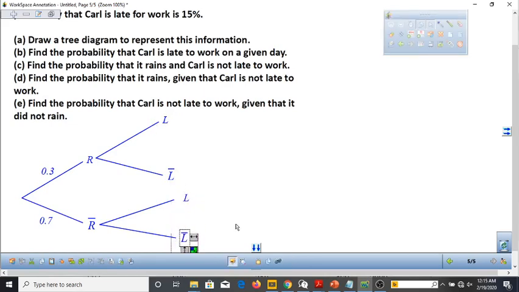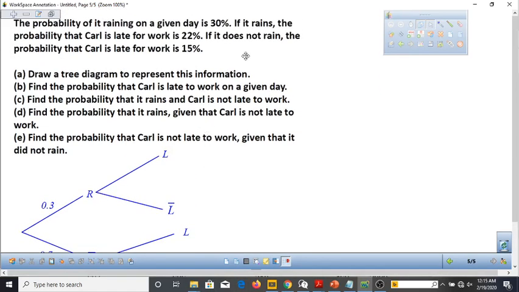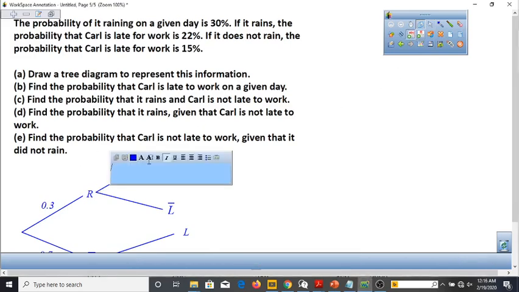Having a little difficulty here with my functions. So again, these two, late and not late, come from the same node here, and late and not late come from the same node here. So let's see. It says if it rains, then the probability of Carl being late is 22%. So under the rain situation, the probability of being late is 22%, which I will write as 0.22. That's the decimal.